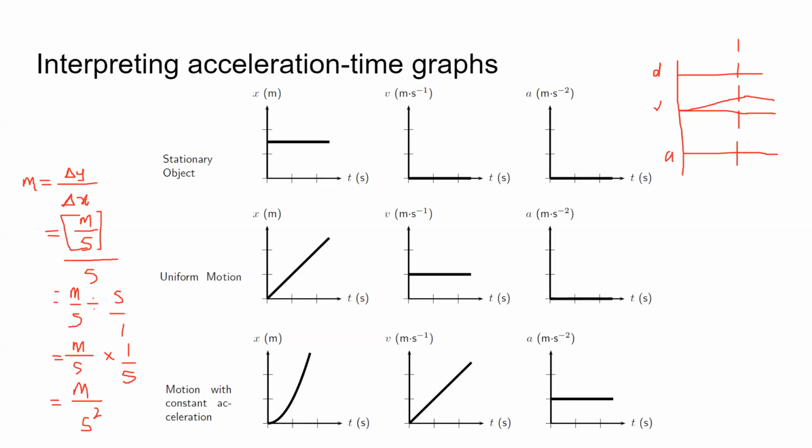For uniform motion, we've got a positive linear slope. Let's say it's a slope of 2 meters per second. So the velocity is 2 meters per second for the entire duration. There's no change in the slope. And the acceleration is the slope of the velocity-time graph. So the slope is 0, so acceleration is 0.